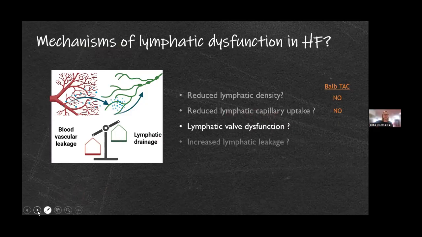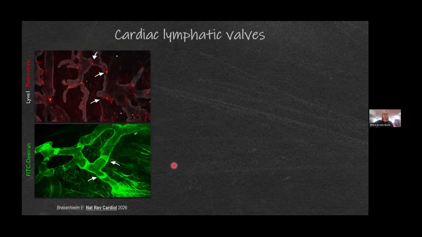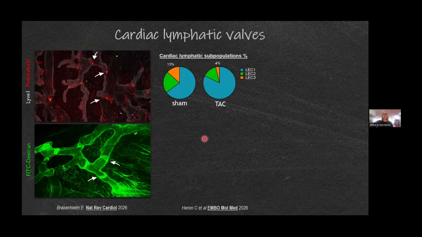But what about valves? As I mentioned before, you have to use either injection of dyes or immunohistochemistry, for instance with podocalyxin, to visualize the valves present in the capillary lymphatics as well as in the pre-collector lymphatics. In addition, our data from the single-cell analysis show that this LEC3 population, which was carrying signatures of lymphatic endothelial valve cells, was really reduced following pressure overload in BALB/c mice. So this gave an indication that perhaps something's going on with the valves.